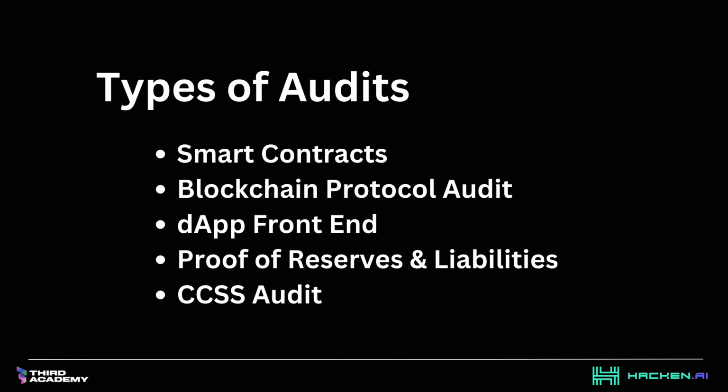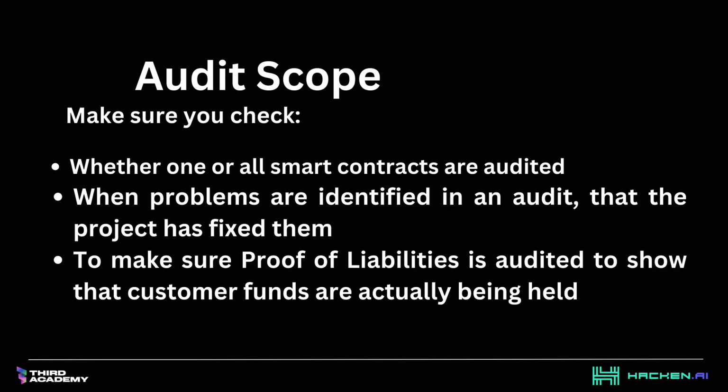There are several other types of audits that a centralized Web3 company should go through, from proof of reserves and proof of liabilities to an industry standard or CCSS audit. Now that we're aware of the types of audits possible, let's look at the scope and some limitations.